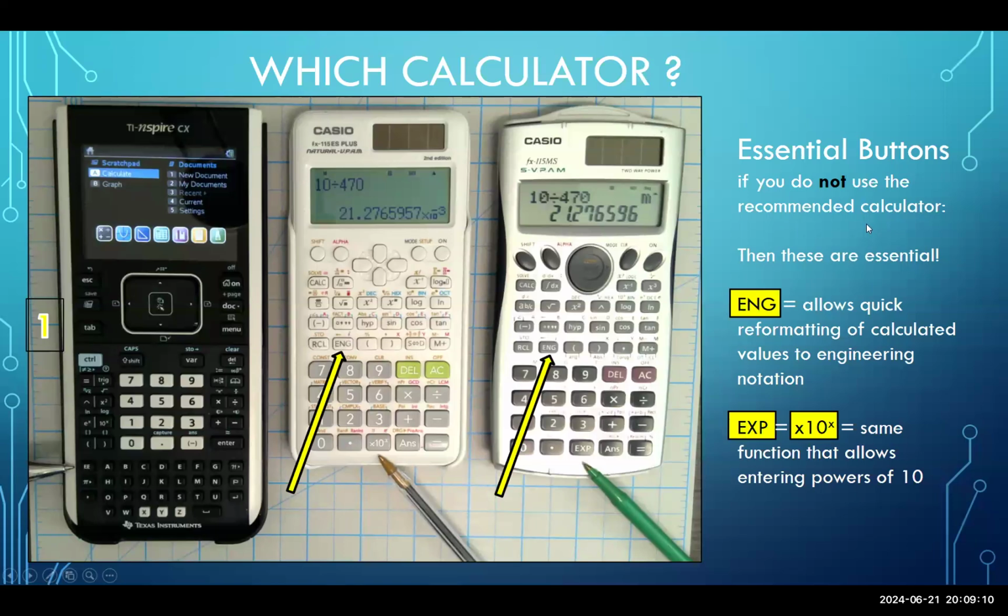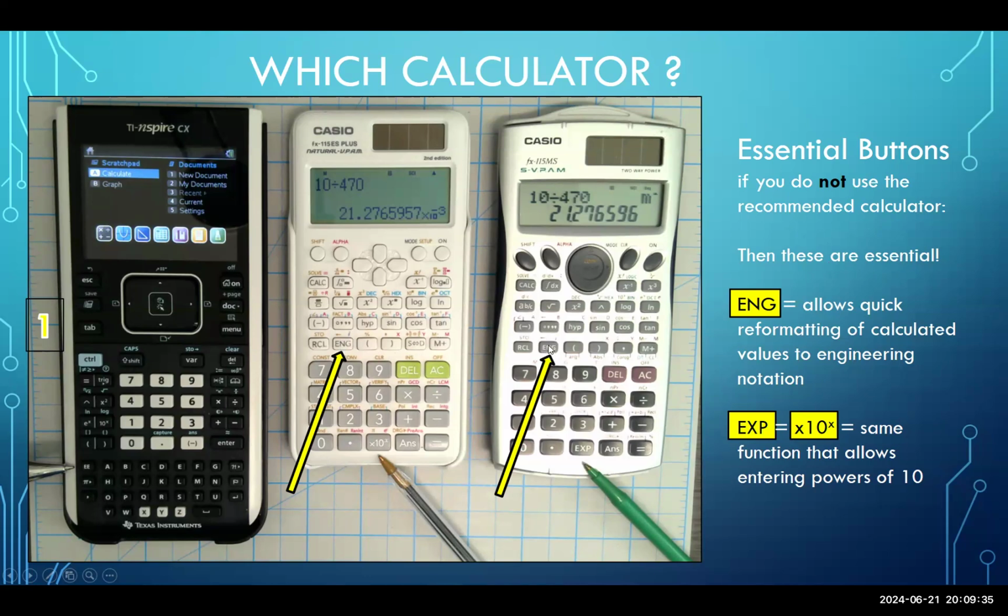If you don't use our recommended calculator, then these buttons that I'm describing here are absolutely essential. They're critical in order to make your life easier in calculations, because I highly recommend you work smarter, not harder. What are those buttons? You better see ENG, a whole button all by itself. Right over here, you see ENG.